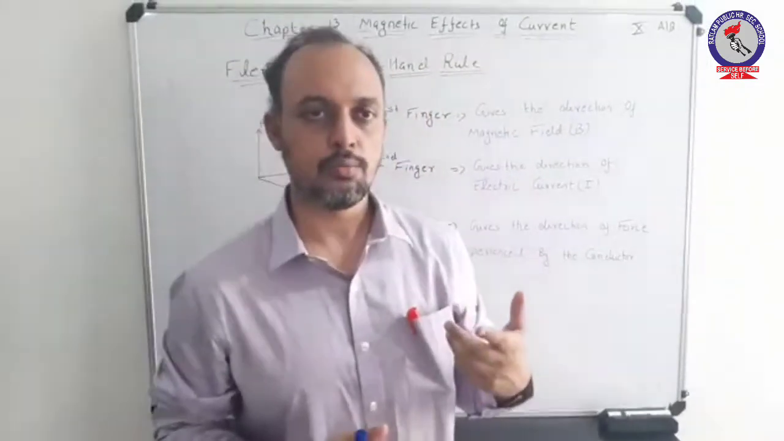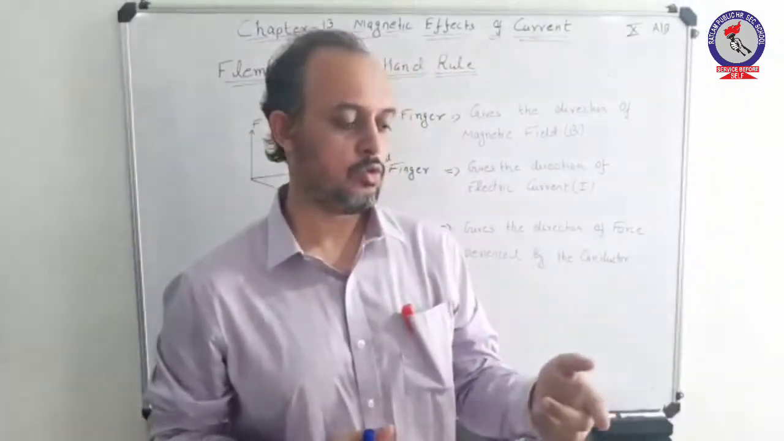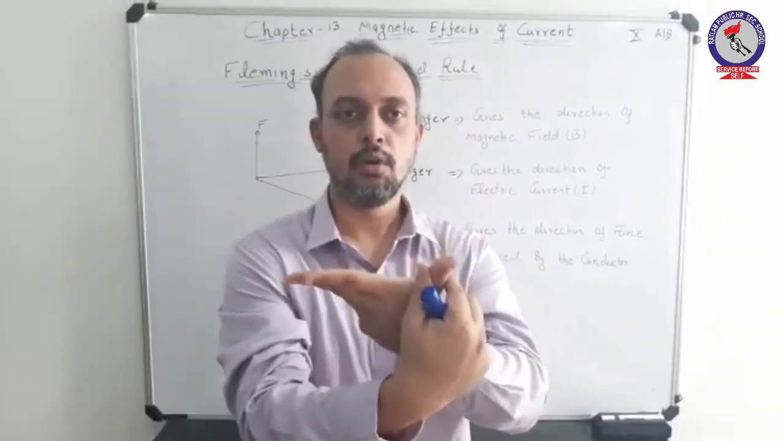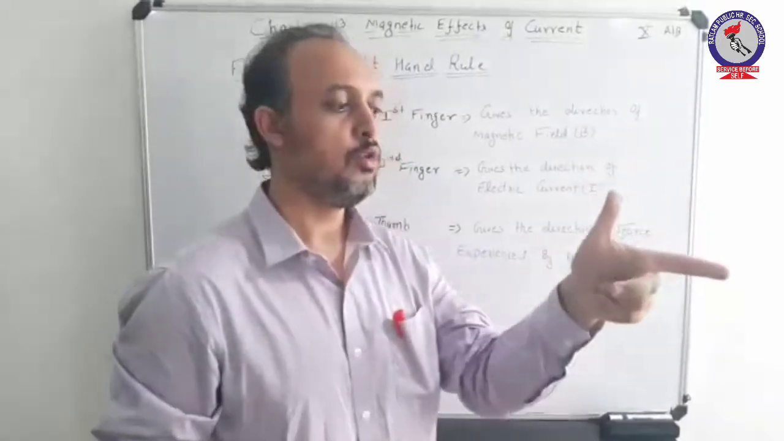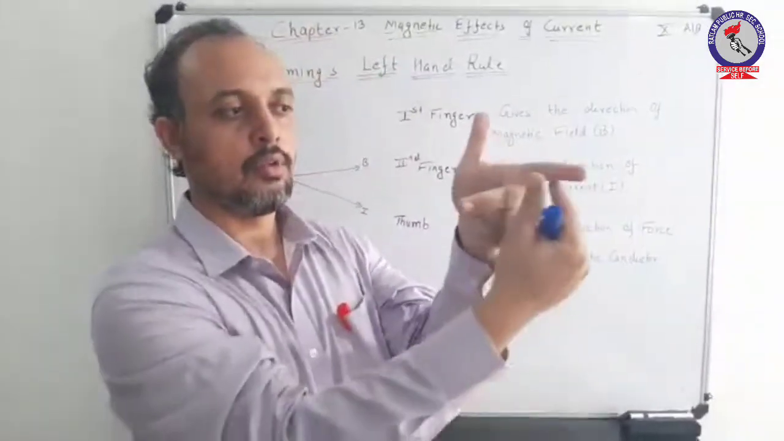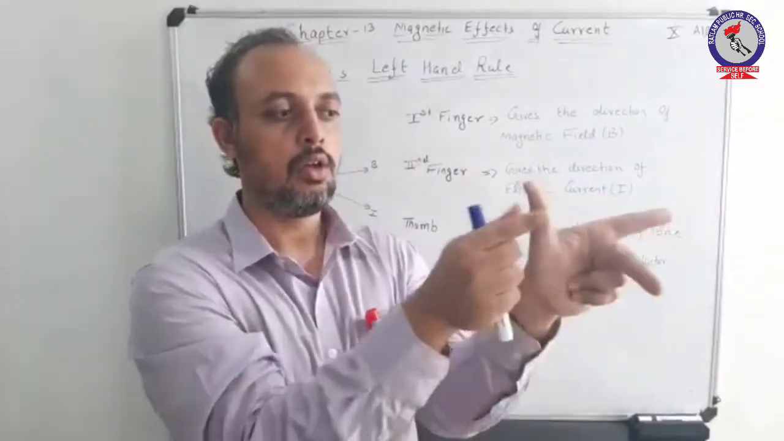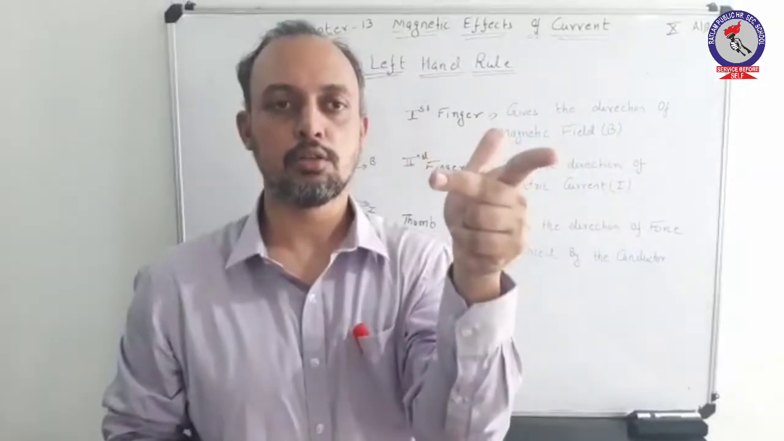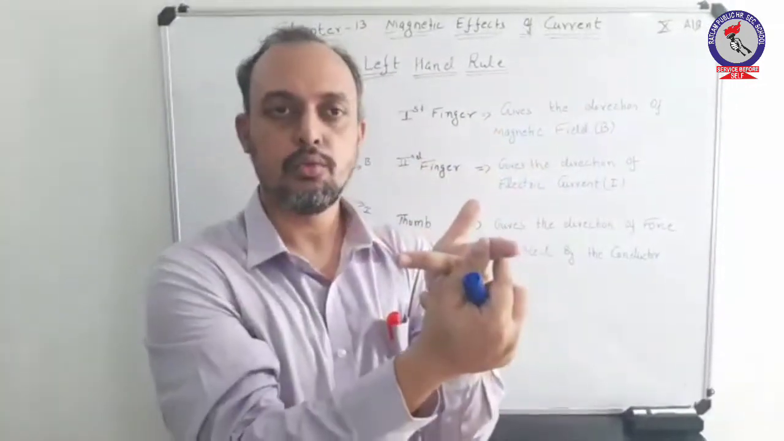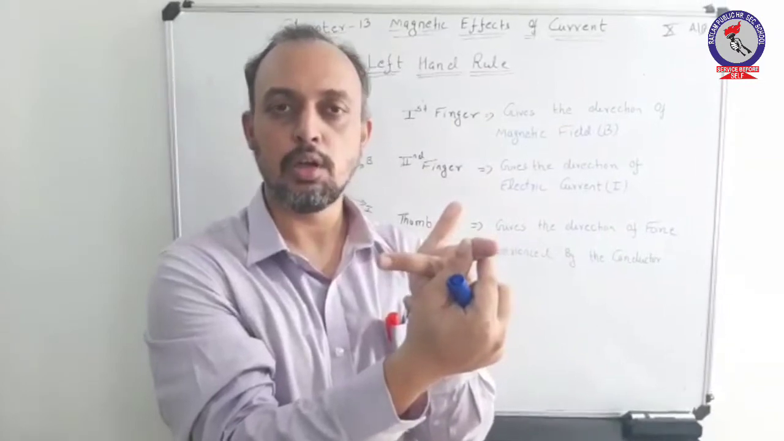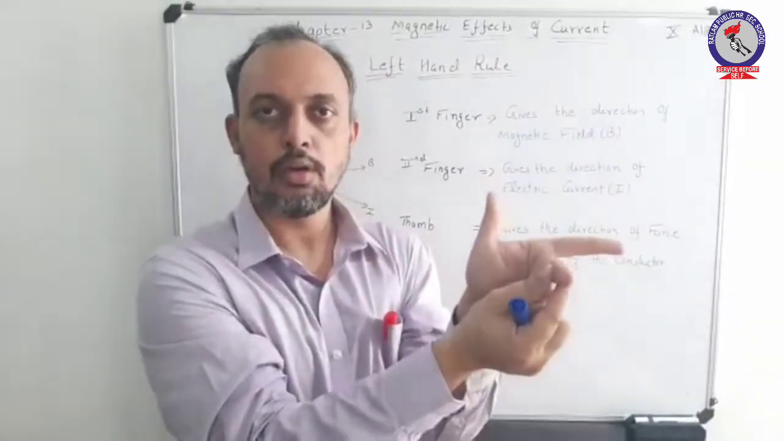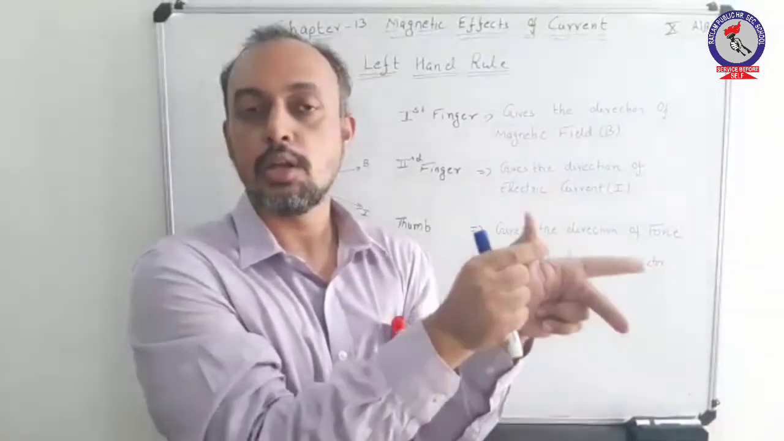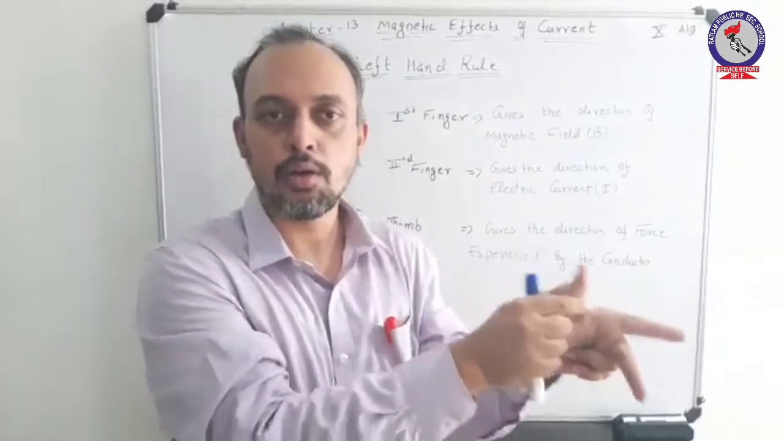As you all know, the statement says, if you stretch the first finger, central finger and thumb of your left hand in mutually perpendicular directions, all three acting in mutually perpendicular directions in such a way that the first finger is representing the direction of field, the central finger is representing the direction of current, then the thumb will represent the direction of force experienced by the particular conductor.